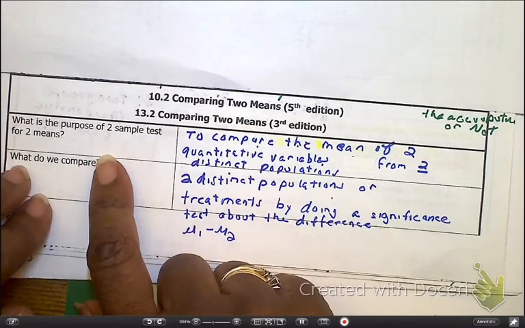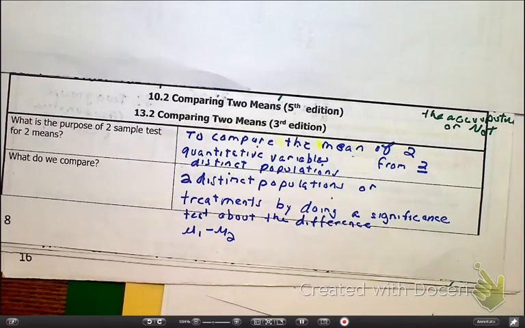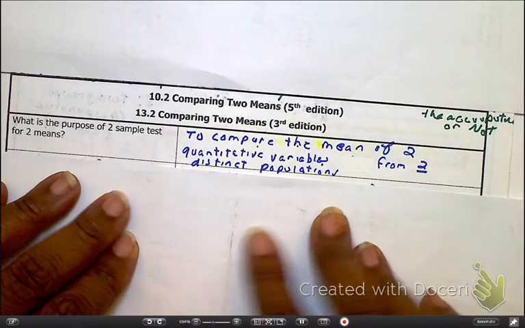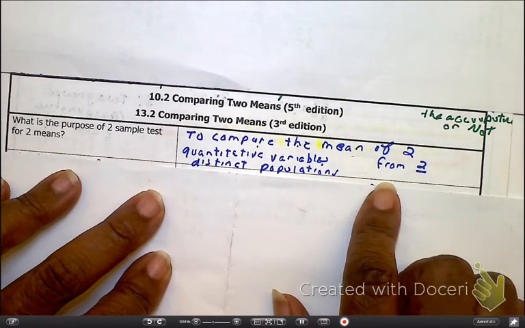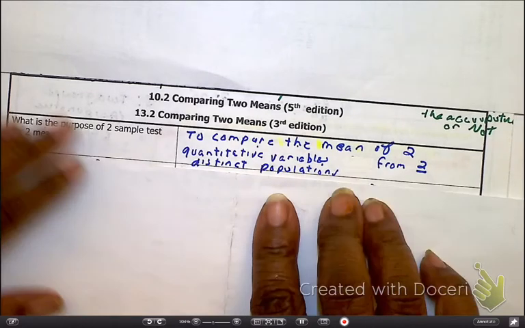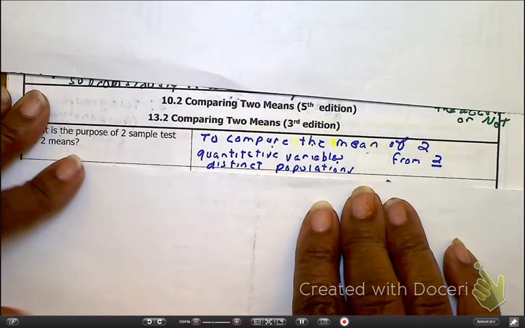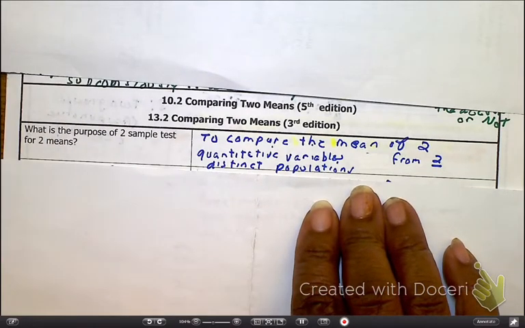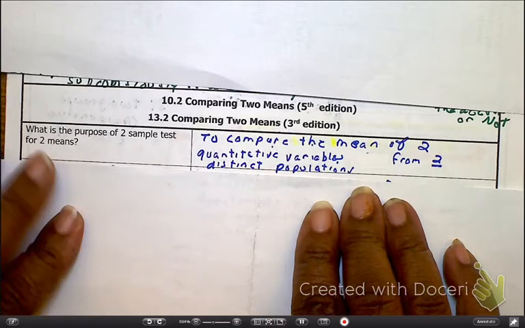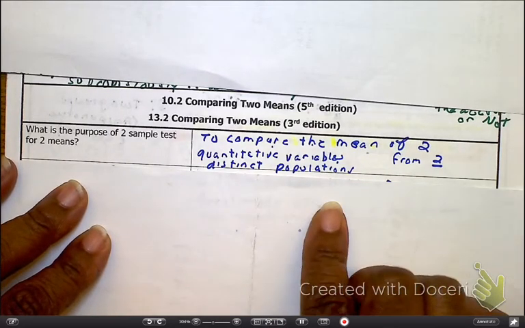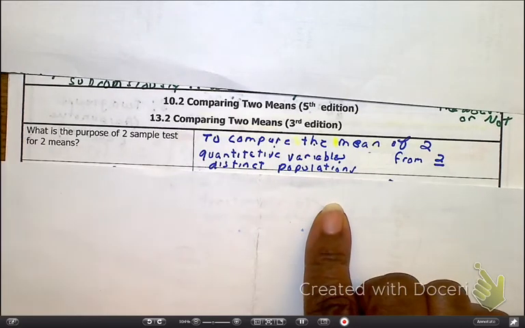So what is the purpose of this? The purpose of this test is to compare the data of two means of quantitative variables. Remember, quantitative means quantity, which means numbers. Like today, we measured the distance in inches, that's our quantitative variable, from two distinct populations. What were our populations? We had two different types of airplanes: the Condor and the Delta.